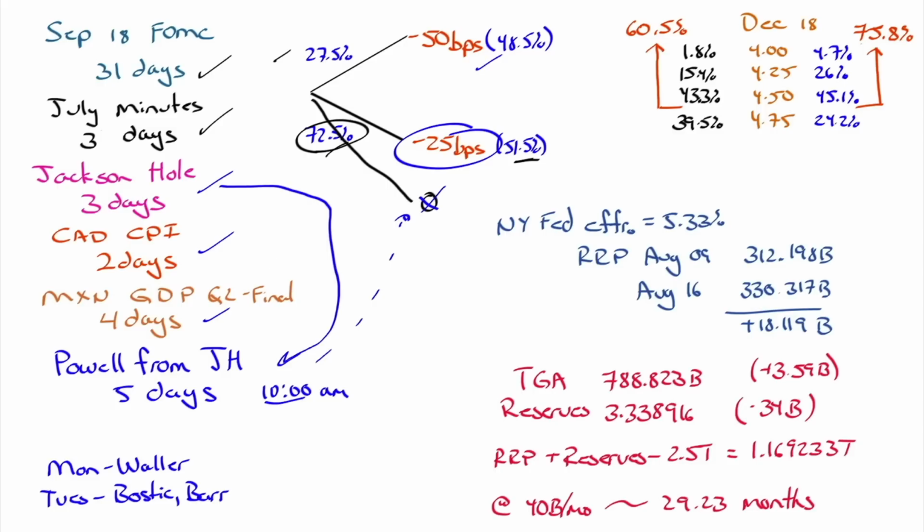Not a lot of Fed speak this week because, well, you got Jackson Hole and they'll all be hanging out there for their free vacation. Monday you have Waller. I shouldn't say their free vacation, their taxpayer paid vacation. Monday's Waller, Tuesday Bostic and Barr. But this will be the focus of the week.